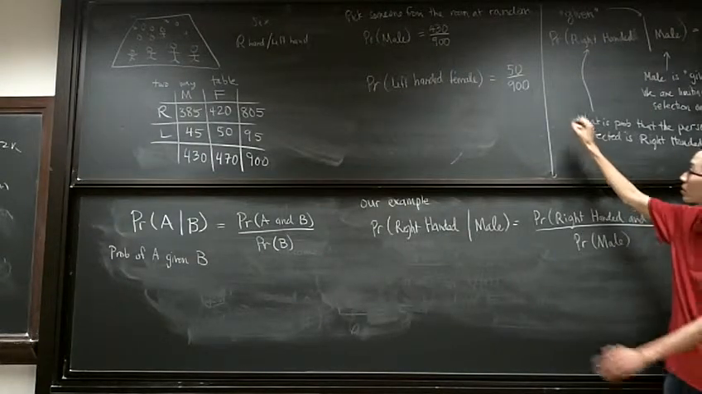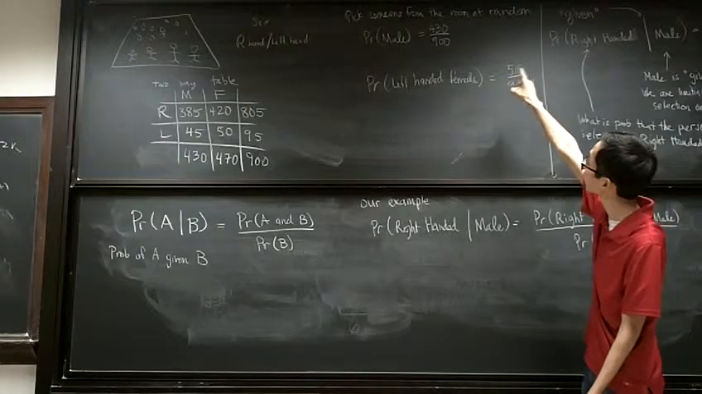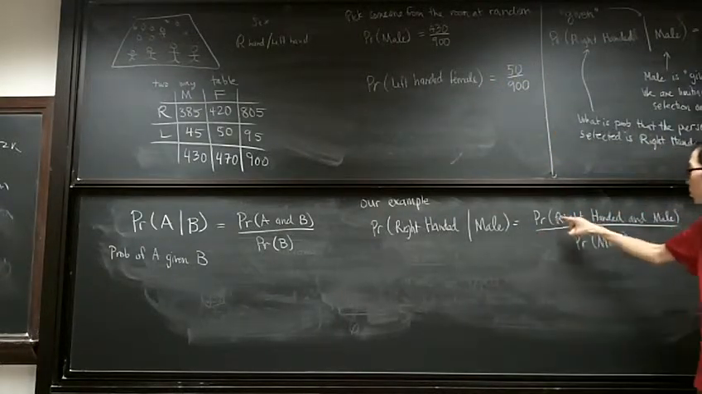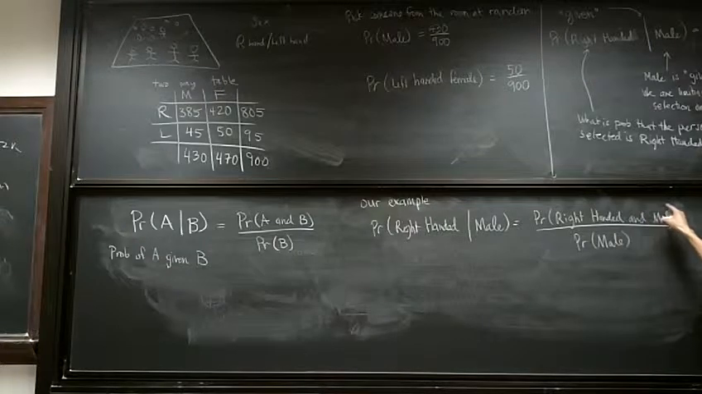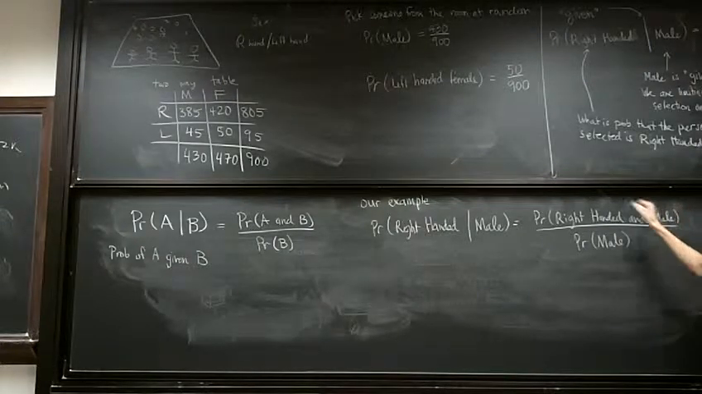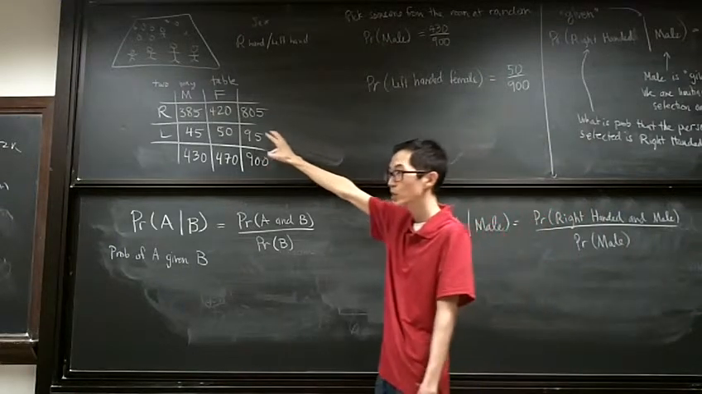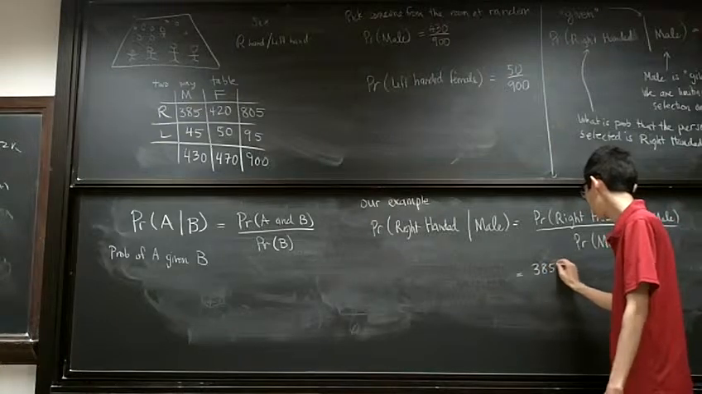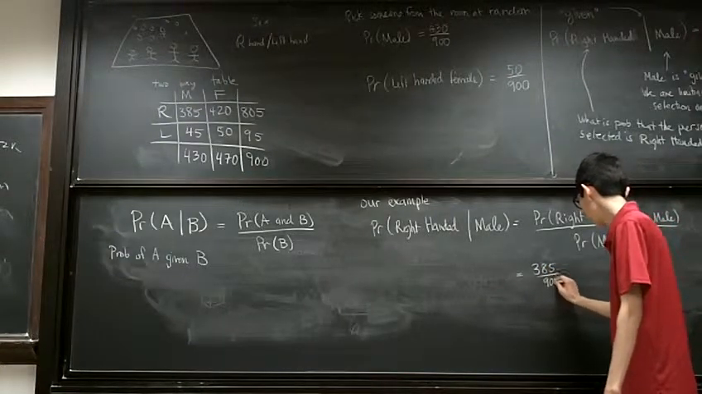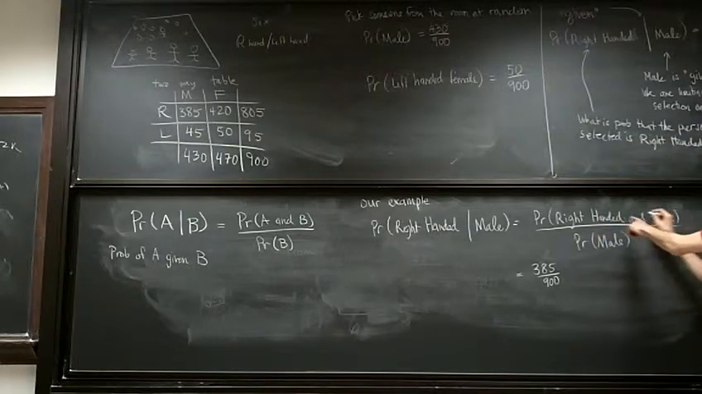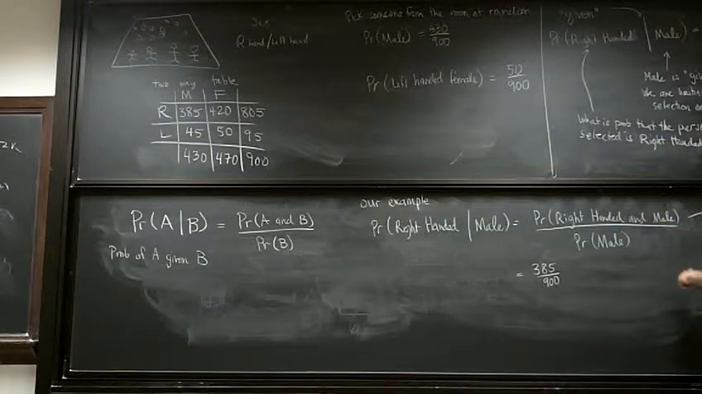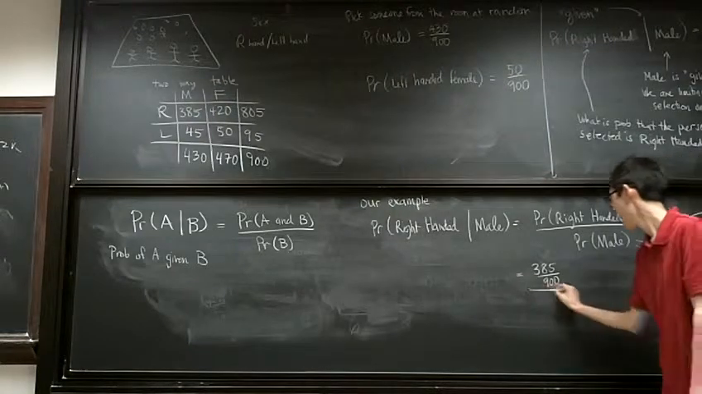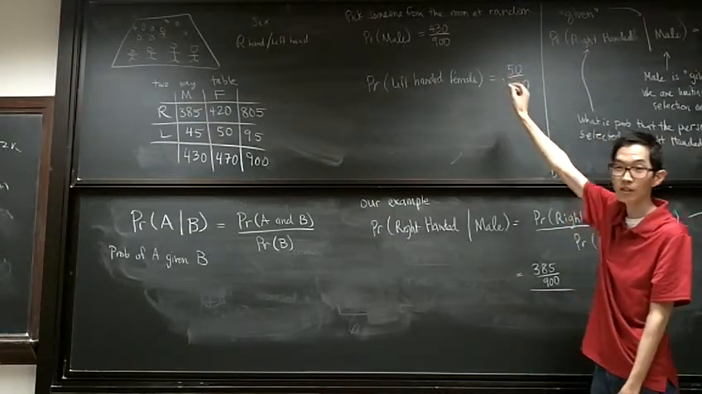Just going back to here, if we pick someone from the room at random, we didn't do this one, but what's the probability that this person is a right-handed male? Right-handed and male. If I pick someone at random from the room. 385 divided by 900. Okay, that's this top probability. The top probability is 385 out of 900. And what is the bottom probability? 430 out of 900.